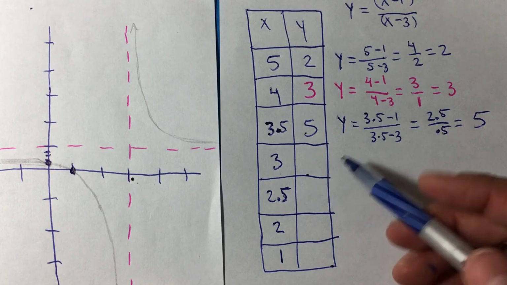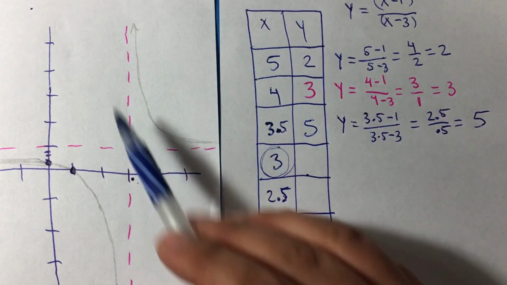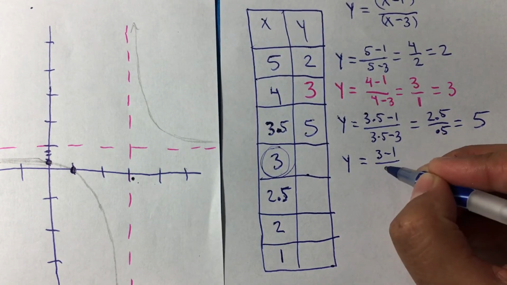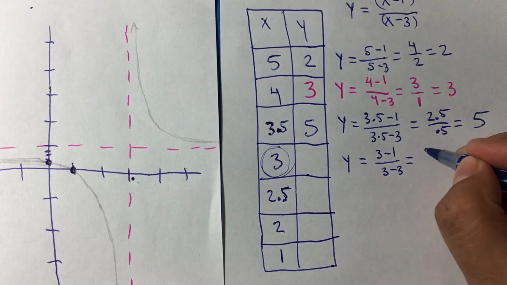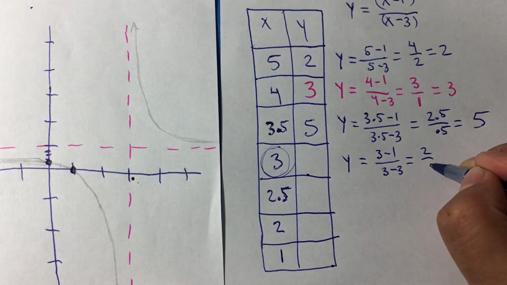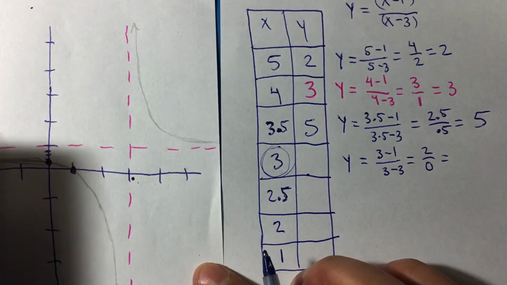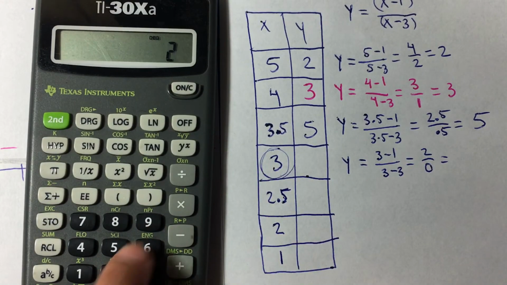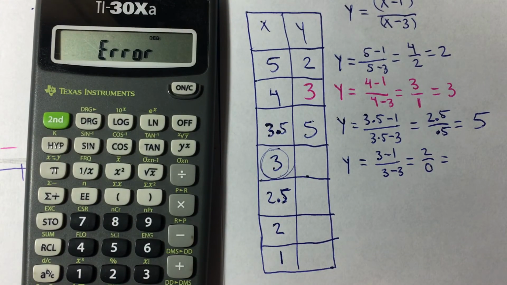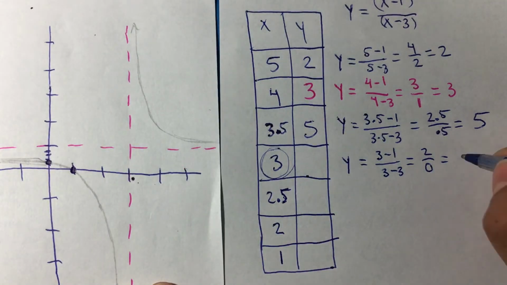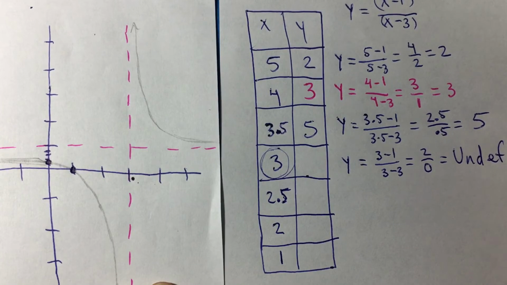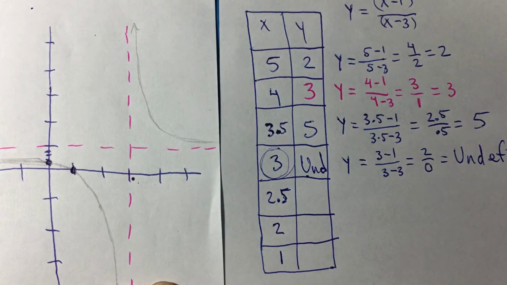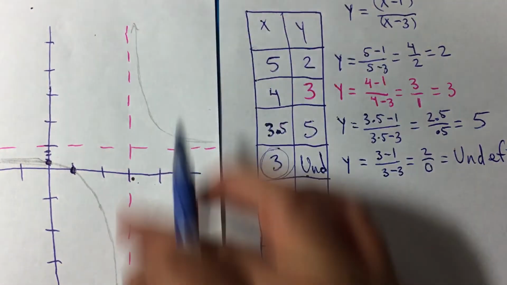For this one, let me show you why. This is my vertical asymptote. And so y equals 3 minus 1 over 3 minus 3. 3 minus 1 is 2. 3 minus 3 is 0. And look at what you get in the calculator when you divide any number by 0. 2 divided by 0, it says error. Error, in here we just put it as undefined. That's why I put that in the other one. Okay? It just means that my graph will never cross that asymptote.